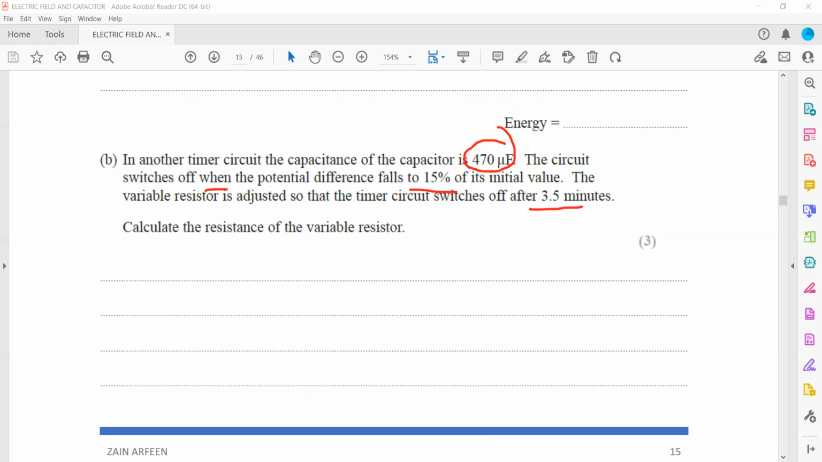So the capacitor circuit switches off when it reaches 15% of its original value. So we'll use the formula V equals V naught e raised to power minus T over RC. So 3.5 minutes we have to convert into seconds, so we'll multiply it by 60.